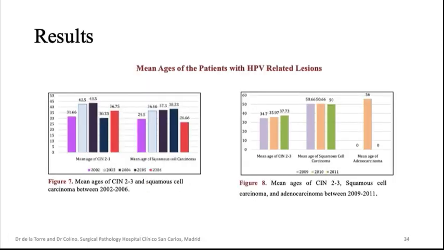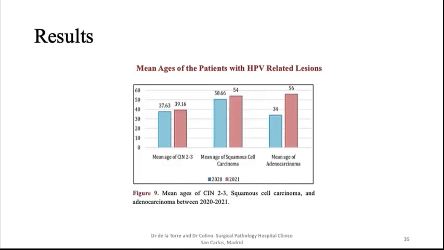The mean ages of patients at the time of diagnosis of high-grade lesions and cervical carcinoma were studied, results of which are shown in figures 7 to 9. It should be noted that in the first years studied, the mean age of diagnosis of SIN2 and SIN3 was 30 to 43 years. In 2009 to 2011, it was 34 to 37 years, while in 2020 and 2021, the mean age was between 37 and 39 years.